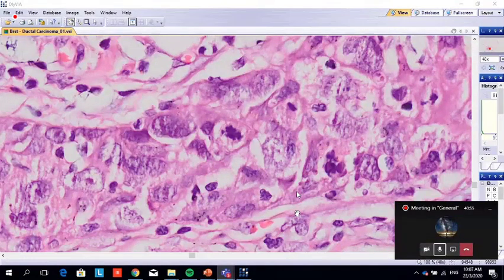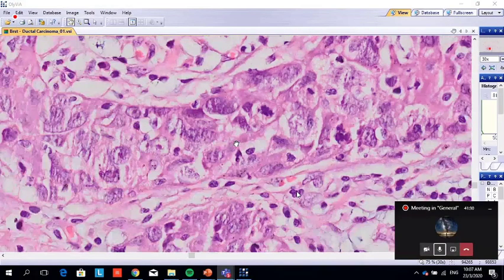So we said this is mitosis, okay? And this one, see the difference? This one is hyperchromatic nuclei. But in these cells, the nuclei are vesicular, so we can see the nucleoli. Vesicular means you cannot see the chromatin very clearly, you can see only the nucleoli. Understood?